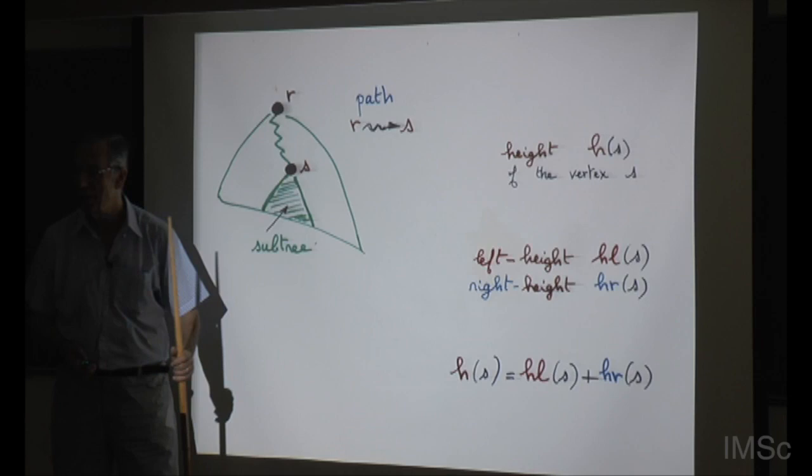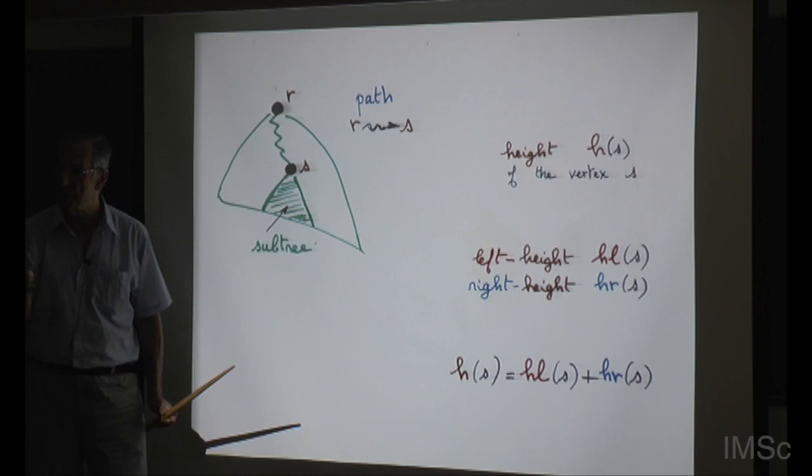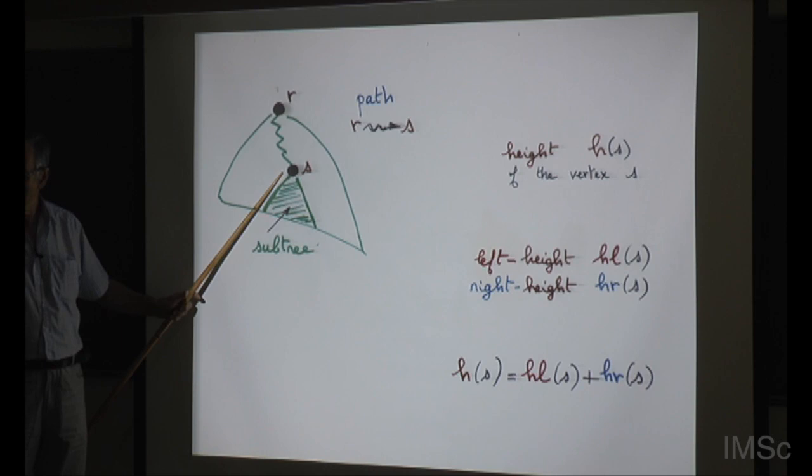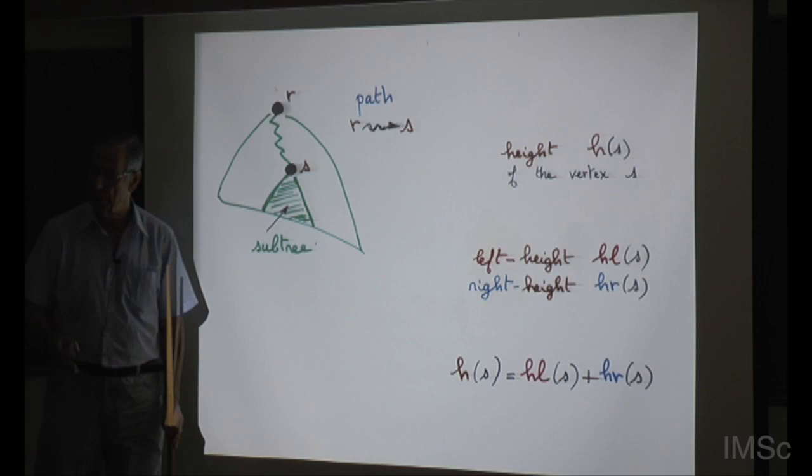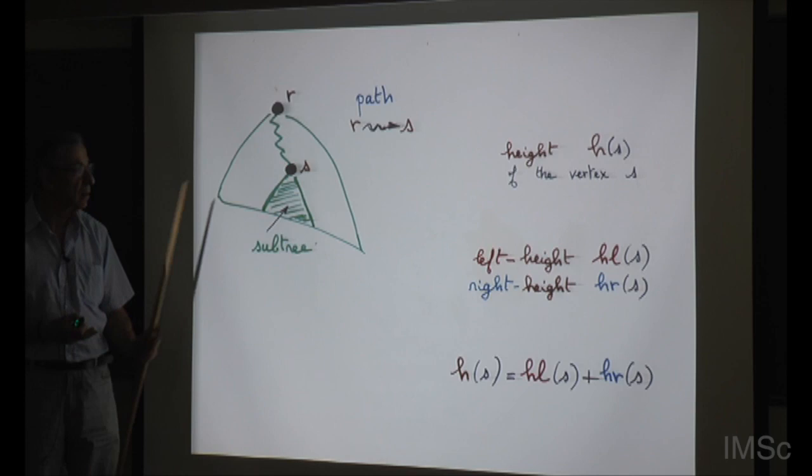The left height is just the number of left edges you meet when you go down this path. This path has a certain number of left edges and a certain number of right edges, and these will be the left height and the right height of the vertex. And the total height is the total number of edges in this path, so it's the sum of the two heights.